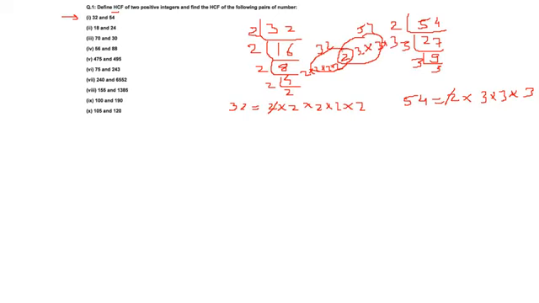So the common number or the common factor 2, this is the HCF. So HCF of 32 and 54 is 2.